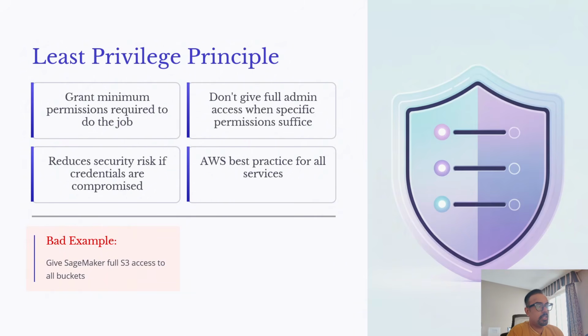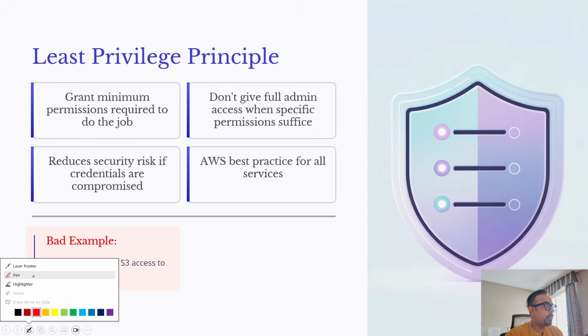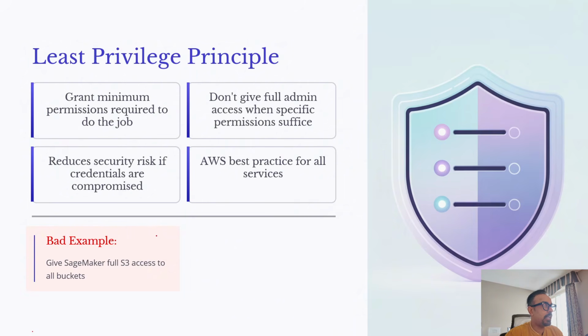Now, let's see one good example and one bad example. Let's start with the bad example, where we give SageMaker full S3 access to all buckets. This policy allows S3. So when we provide full access, we give the permission like this by saying s3:* and I will provide a star here. This is a wildcard, so it is going to give all the permissions of S3. And that is actually a bad example.